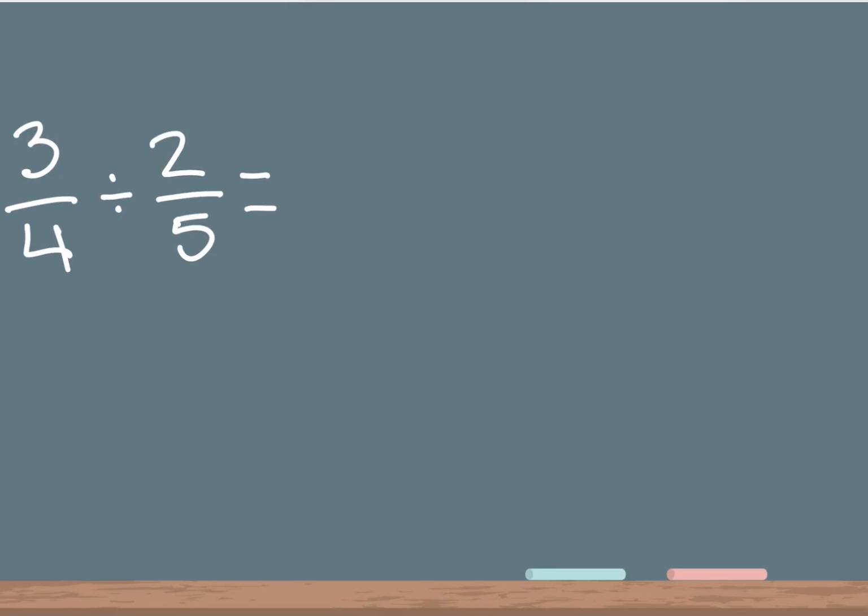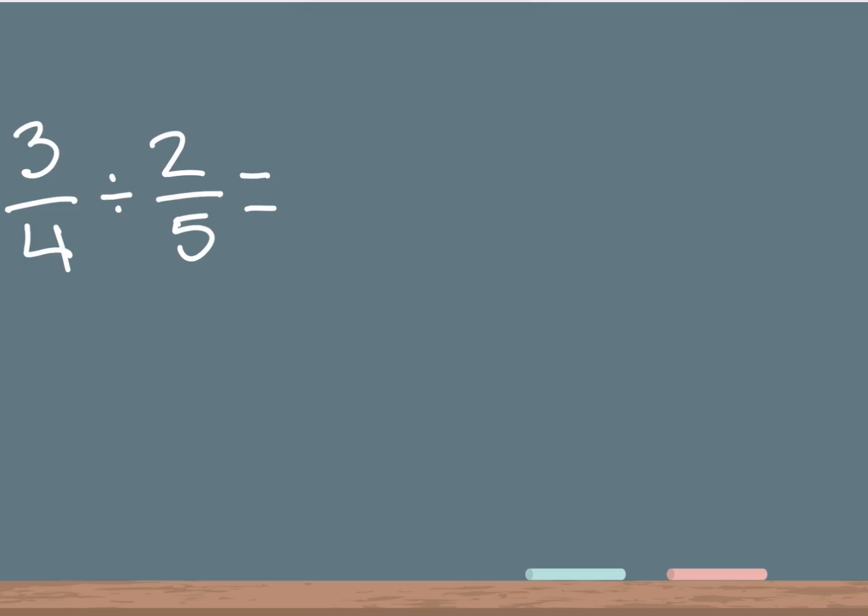We'll go over two problems step by step, so let's get started. When you divide fractions, you flip the second fraction and change the sign to multiplication. So let me show you how to do that. So our first problem on the board is 3 over 4 divided by 2 over 5.